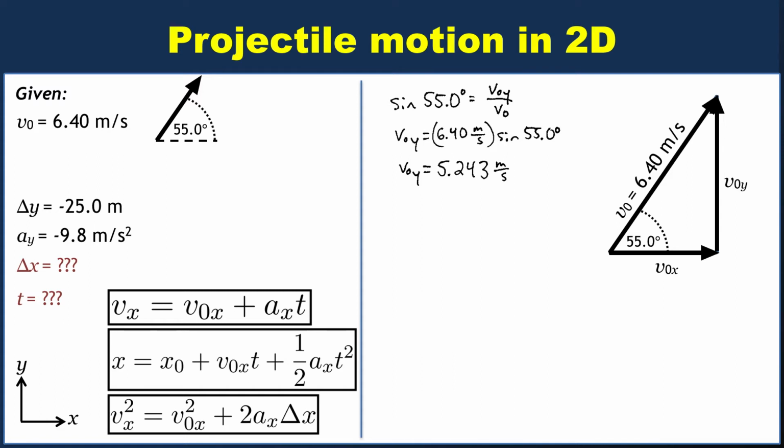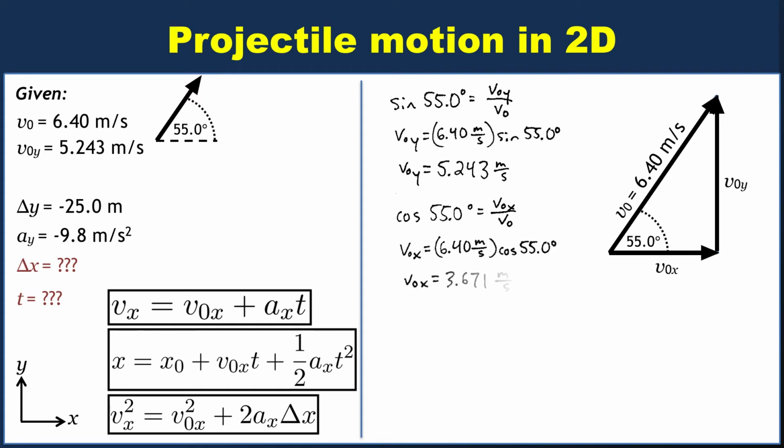We keep a lot of significant figures here. The extra precision will help us in our calculations. So we write that down. Next, we can do the same for v0x. This time it'll be the cosine of 55 degrees. It equals v0x divided by v0. Solve for v0x, and you get out 3.671 meters per second. We'll write that over on the left as well.